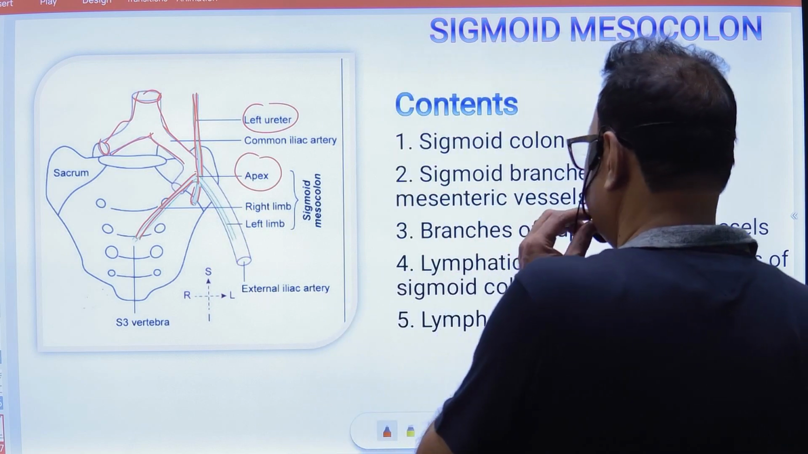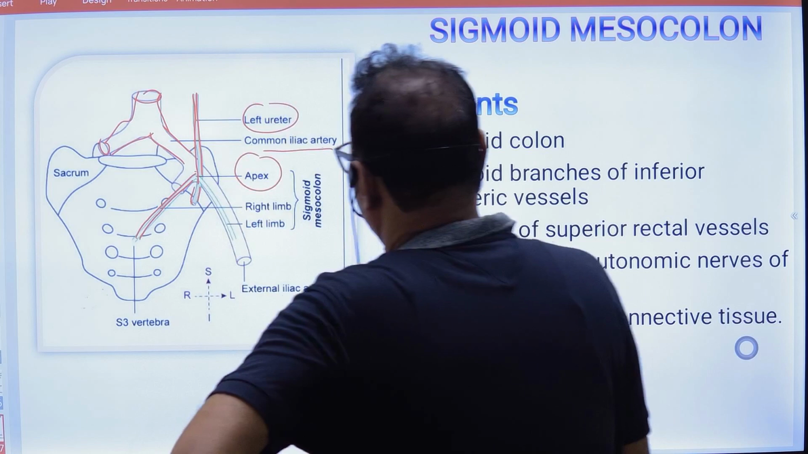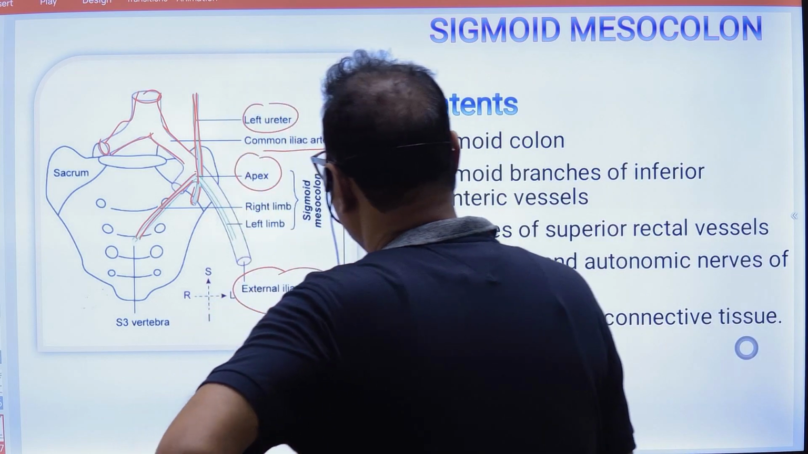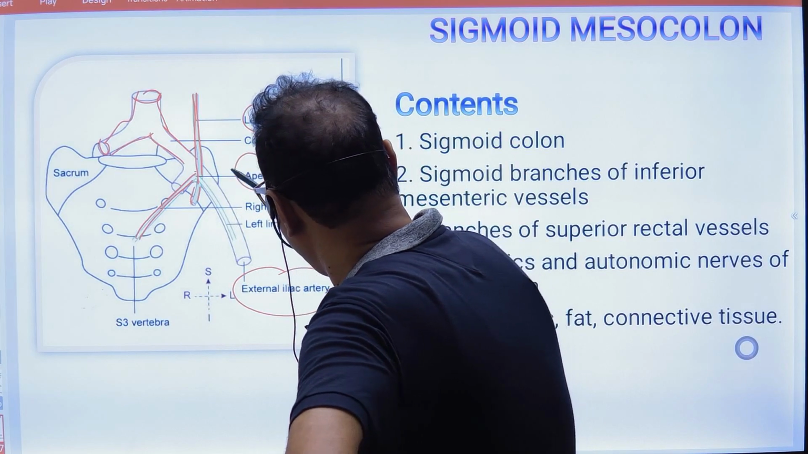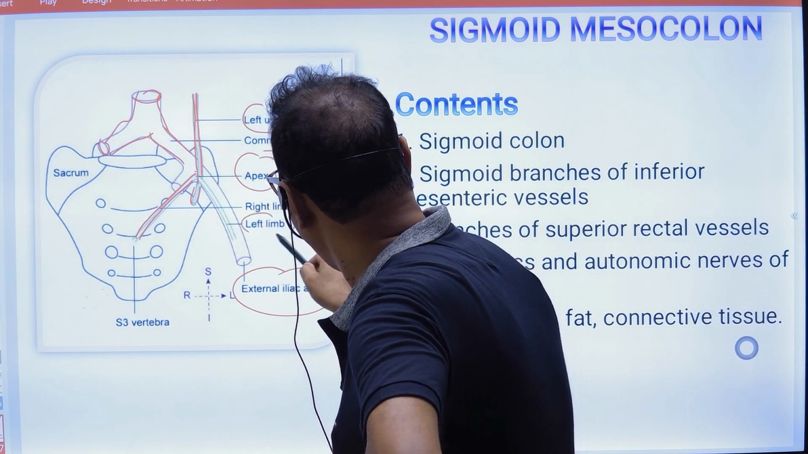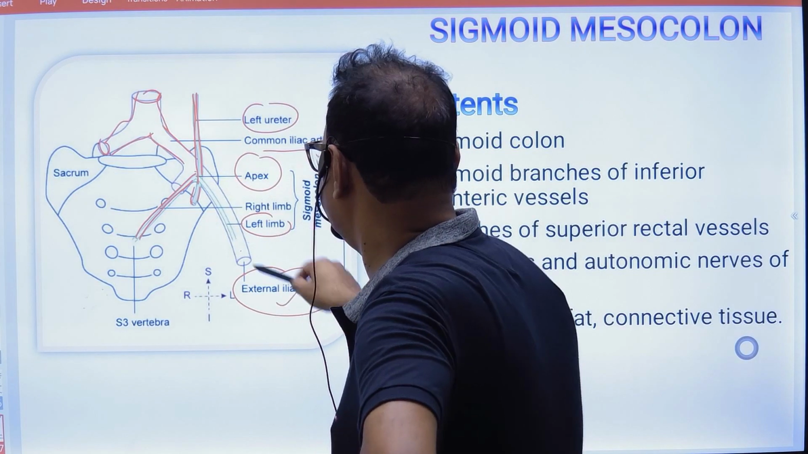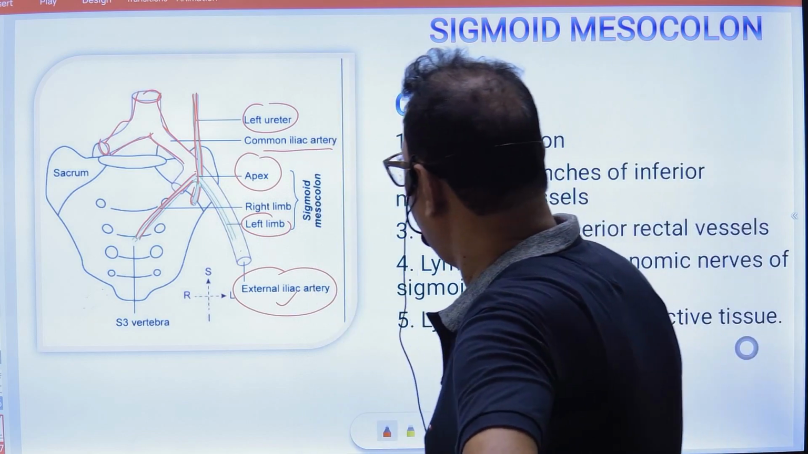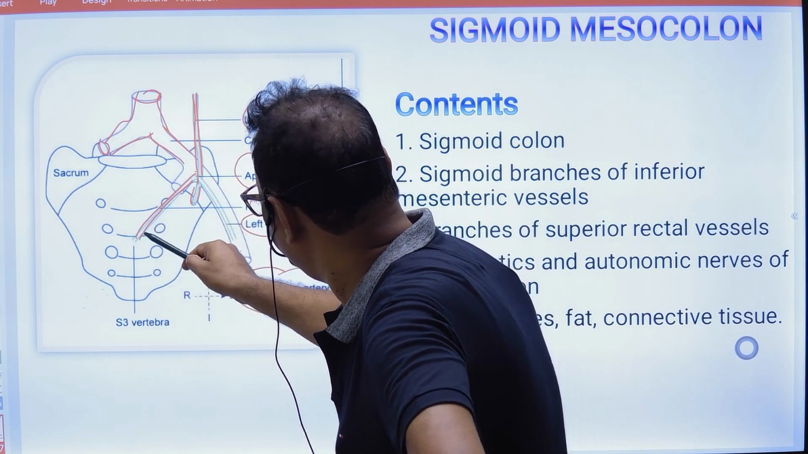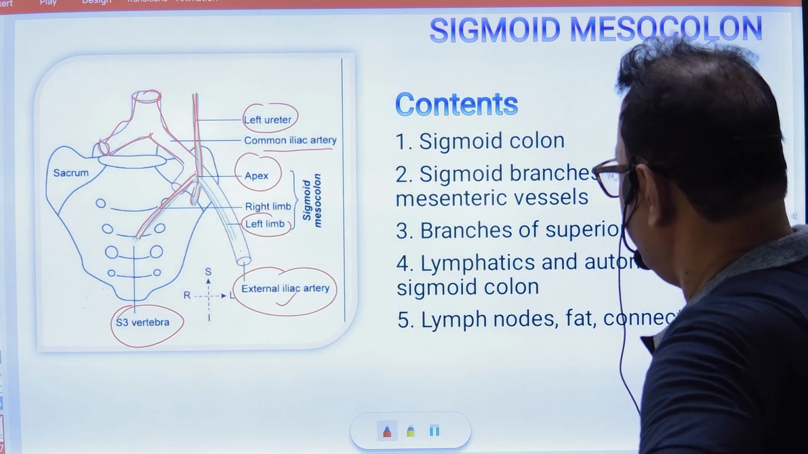So this common iliac artery terminates into the right and left. This is the external iliac artery, and you have the internal iliac artery. At this level, its apex lies. And what about its left limb? See the left limb, it extends along the external iliac artery, from the sacroiliac joint to the S3 vertebra.